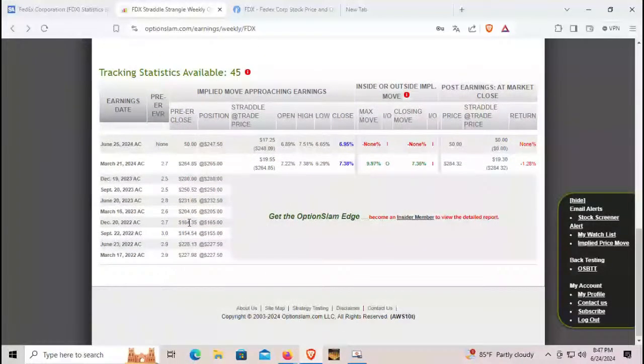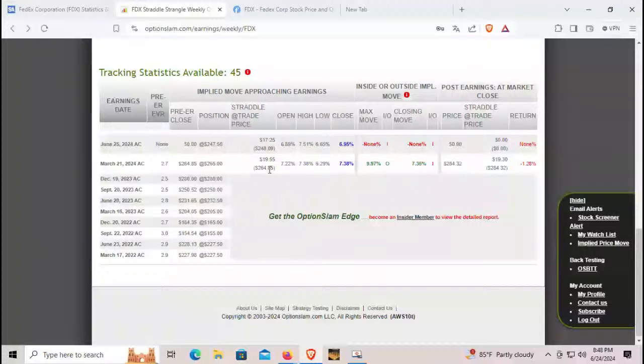So down here they have all the straddle for the earnings. As you can see, earnings date, preview earnings, EVR, pre-ER close, position, implied move approaching earnings, straddle trade, open, high, low, close. So it's very specific just for earnings. So on March 20, you had to be inside member to have all this information. But as you can see, the EVR is pretty much the same, very steady on a 2.73 average. And so the last one is the only one they have open for me.